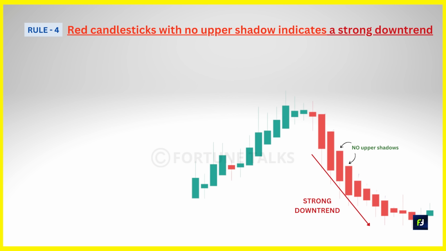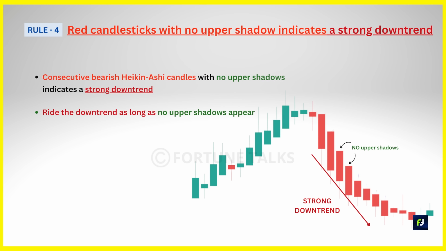Rule 4 is that red candlesticks with no upper shadow or wick indicate a strong downtrend. So when prices are trending down, and if you see consecutive bearish Heikin Ashi candlesticks with no upper shadows, then you are possibly witnessing a strong downtrend. You have to stay in the short position until the Heikin Ashi candlestick changes color from red to green, or you can just stay short and ride the downtrend as long as no upper shadows appear and let your profits accumulate.